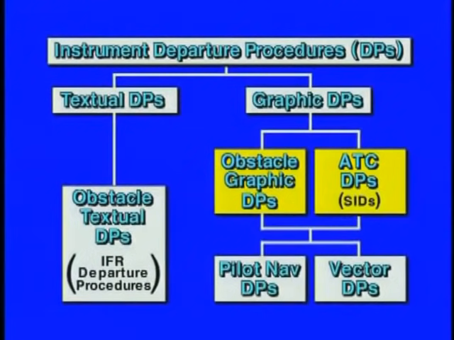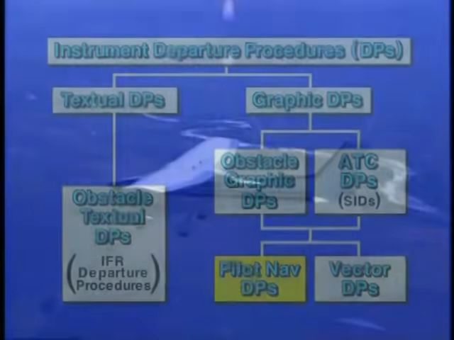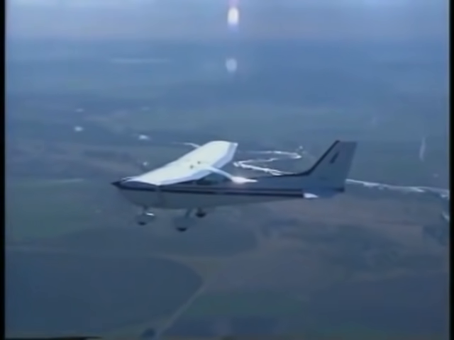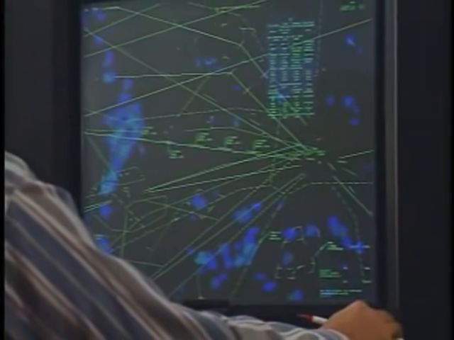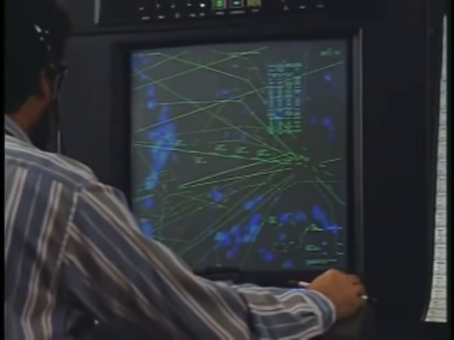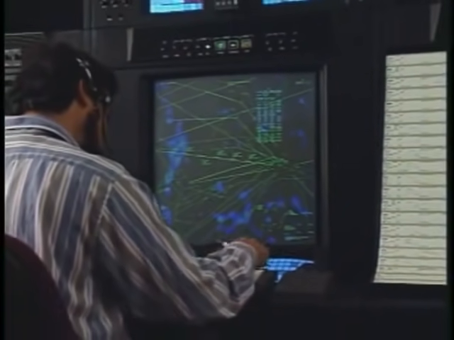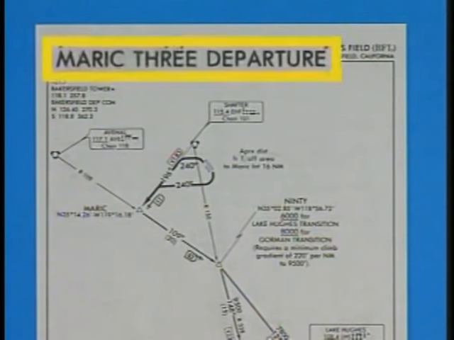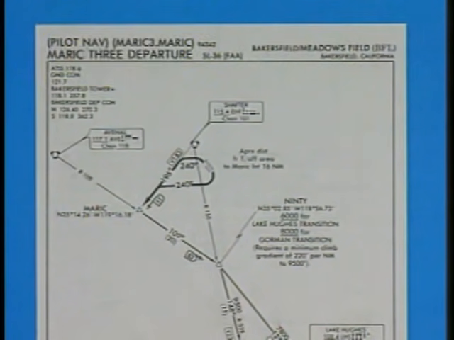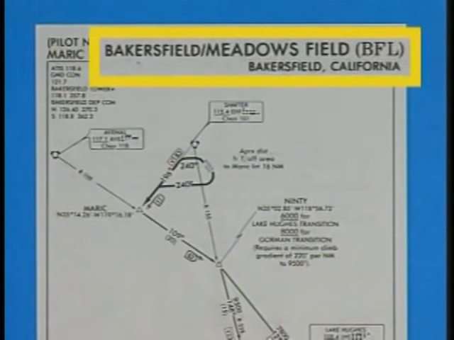Obstacle graphic or ATC DPs are one of two types, either pilot nav or vector. The most common graphical depiction is the pilot nav DP, where you as the pilot have the primary responsibility for navigation. And the other is the vector DP, where a controller vectors or directs you to fly a certain heading in order to intercept a fix or radial along the flight path. Since this is a pilot nav DP, it is noted near the name of the procedure. The name of this chart is the Merrick 3 departure, which serves Meadows Field at Bakersfield, California.